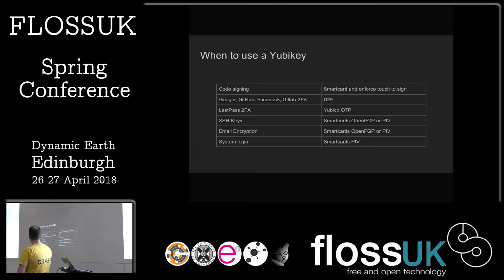So if you're signing code, if you're signing Apple code, Android code, Linux code, Docker images, use smart cards, enforce the touch to sign on the YubiKey. You can enforce that, so you have to touch the button to sign the code. If you're using Google, GitHub, Facebook, GitLab, 2FA, use U2F. It's simple, it works, it's really strong.